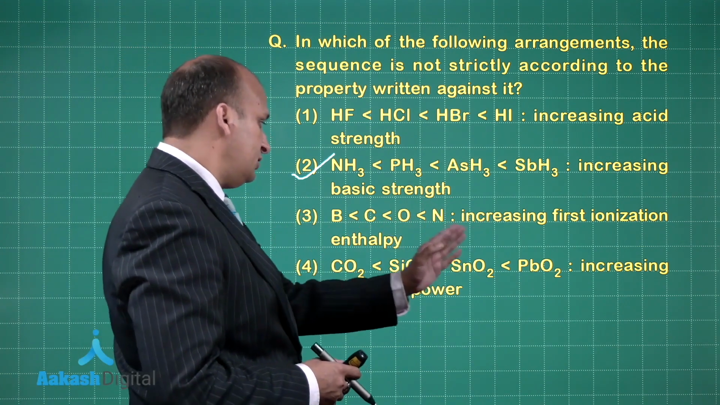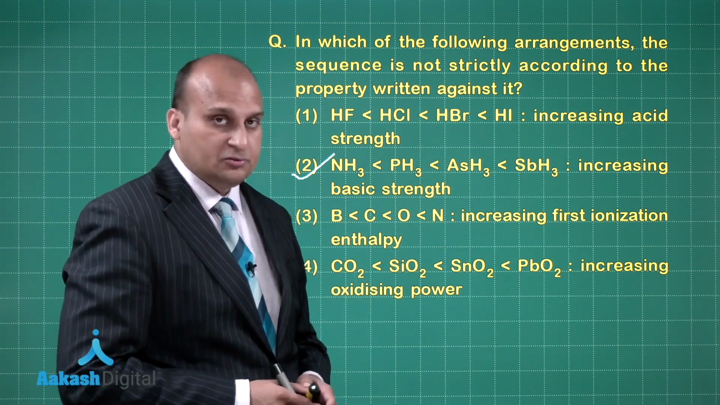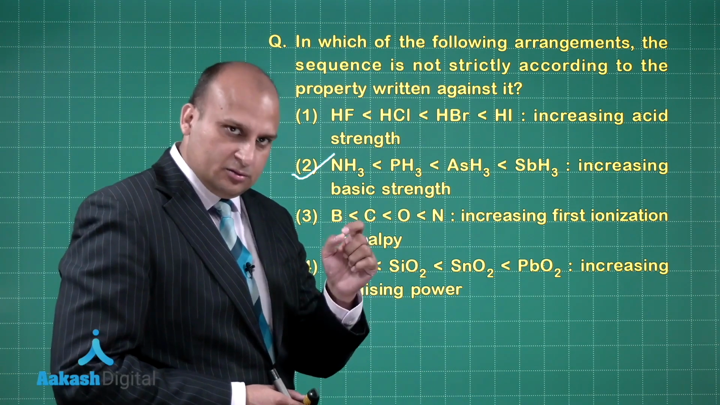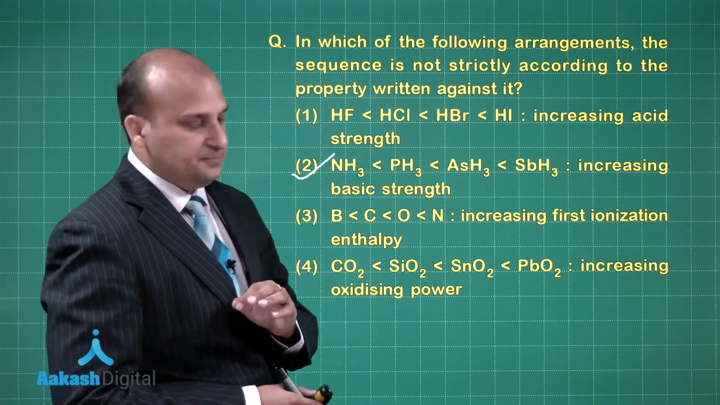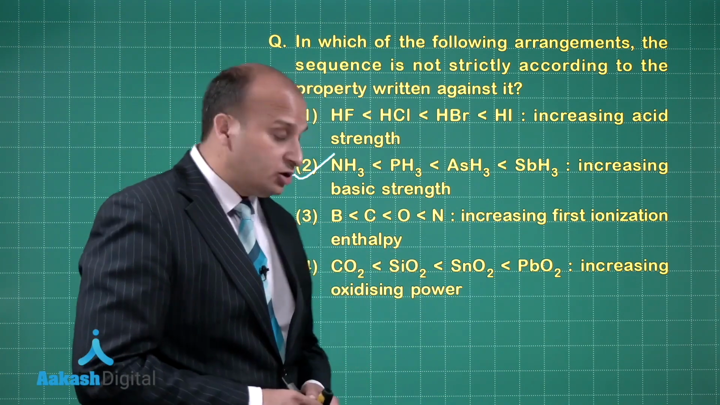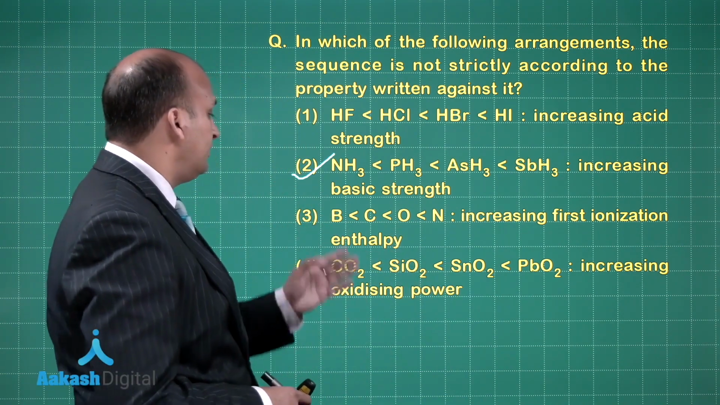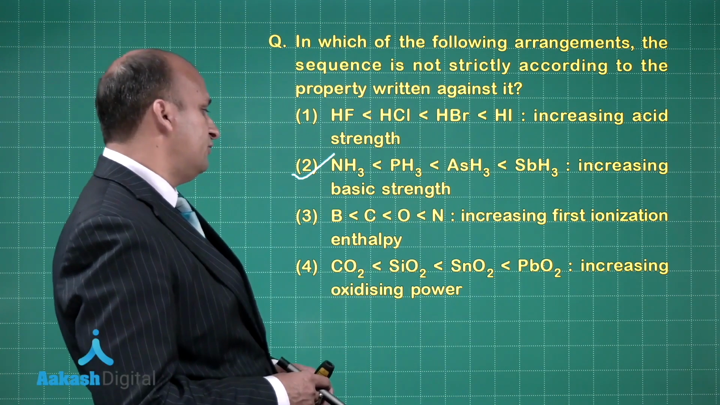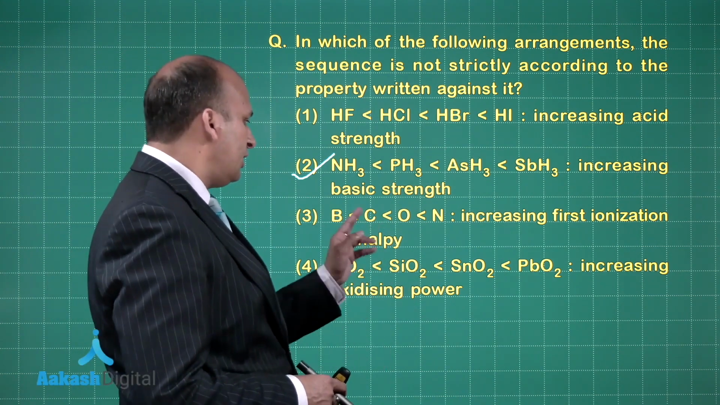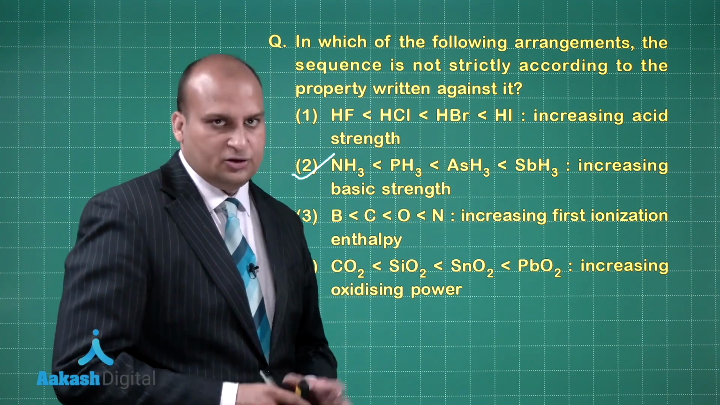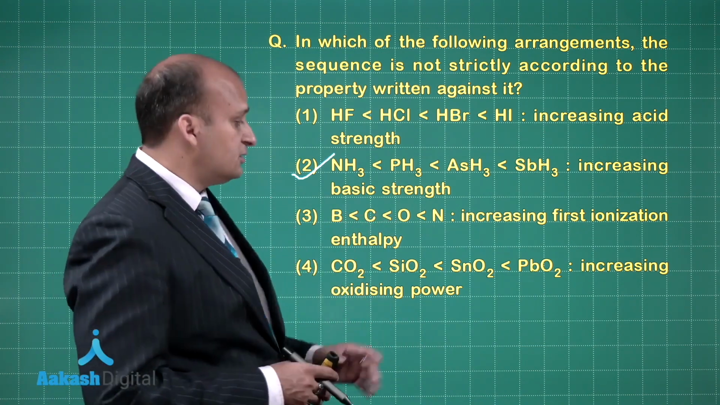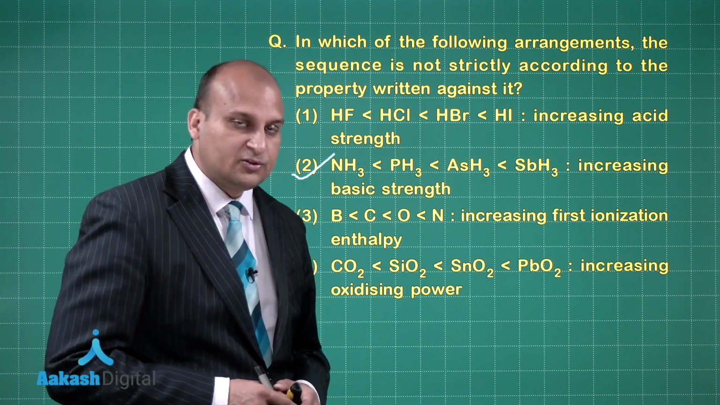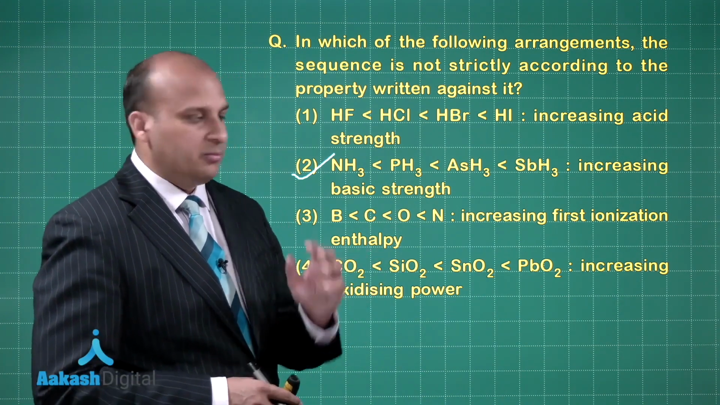Increasing first ionization energy, yes, nitrogen is more than that of oxygen. Why? Because of the extra stability of half-filled p orbital configuration. Let's look at the other choices also. The third choice says that this is the increasing order of first ionization energy, which is correct. Carbon is more than boron. Why? Because of a smaller size. Oxygen is more than that of carbon, again smaller size. But why nitrogen is maximum? Because of the extra stability of half-filled p orbitals.